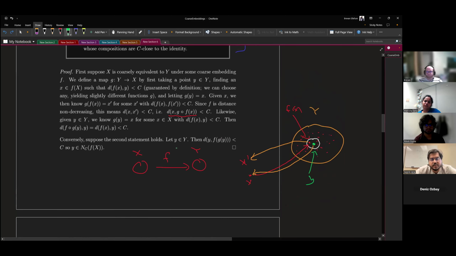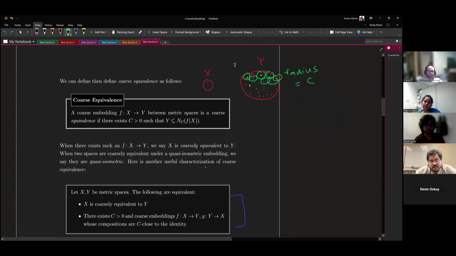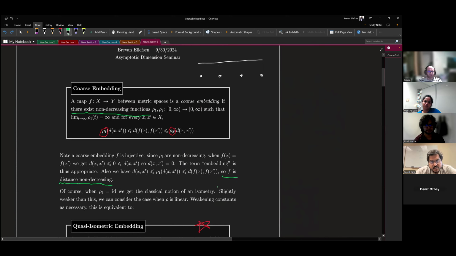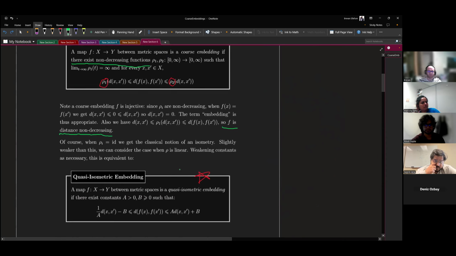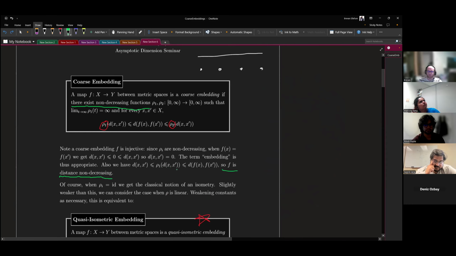So why is f distance non-decreasing? That comes just from the definition here. The distance between x and x prime is less than rho one of the distance, which is less than the distance between the images. Because your rho one is actually non-decreasing, right? Precisely, yes. So we get the distance non-decreasing from f for free from rho one.